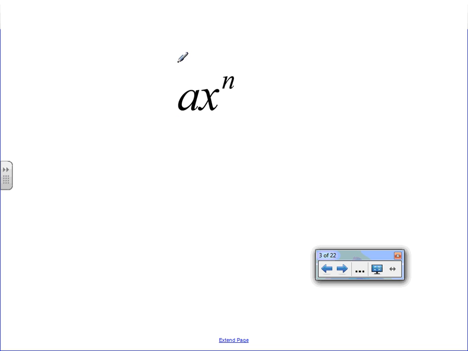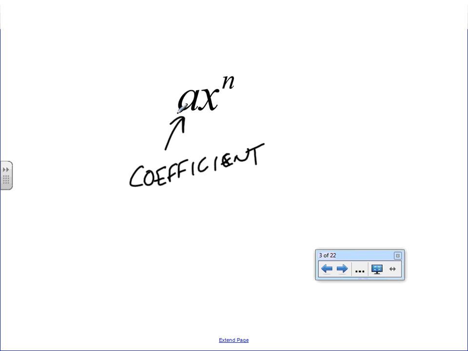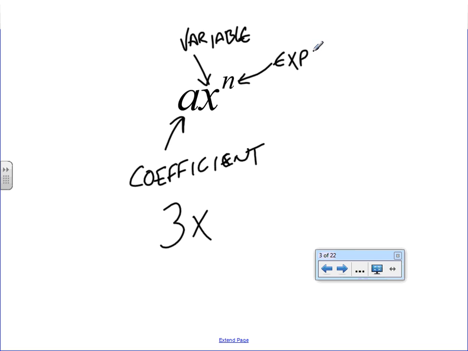Okay? A little bit of a terminology piece that we want to get under our belt. When we have any kind of expression like this, a times x to the nth power, word-wise, we call this a coefficient. It's just a number that's in front of the variable. So if I had a 3, that's a coefficient. Anytime we have a letter like this, it's called a variable, like x, sometimes y. Typically variables are towards the end of the alphabet for some reason. And this, when it's written this way, is an exponent. So 3x to the 5th power: coefficient, variable, exponent, just so we're aware of the notation.